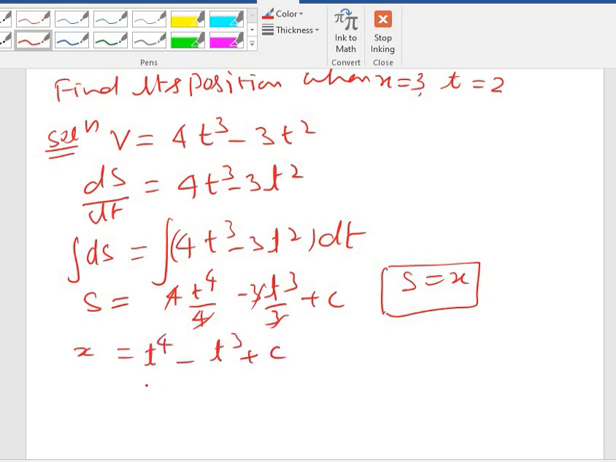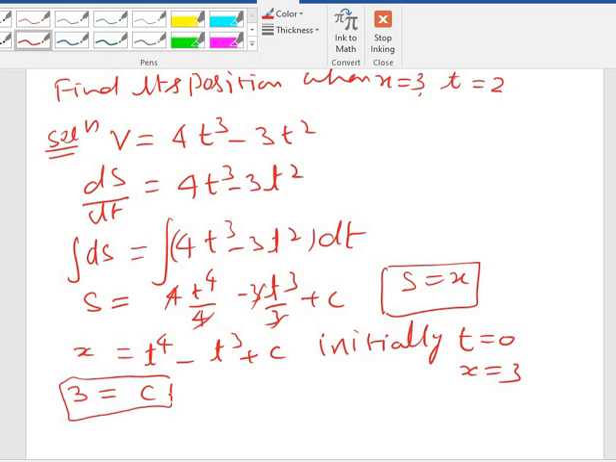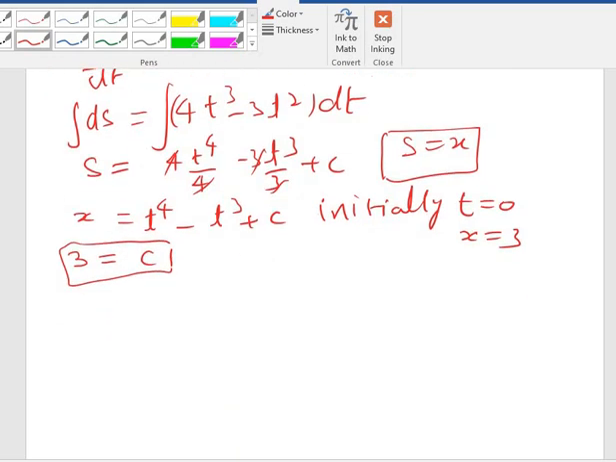Now, when he is asking about initially, it means when t equal to 0, x is given as 3. Substitute that here and write the value of c. So 3 equal to 0 minus 0 plus c, so c is equal to 3. So x equal to, that means position, t power 4 minus t power 3 plus c, which here is 3.